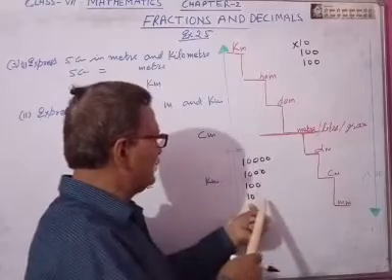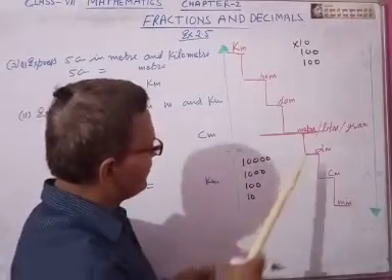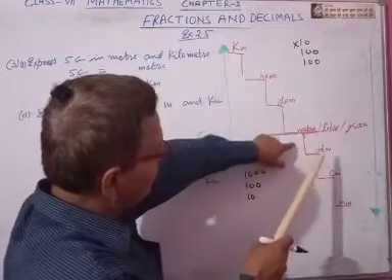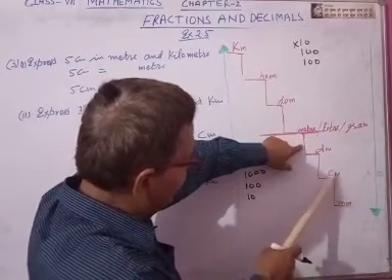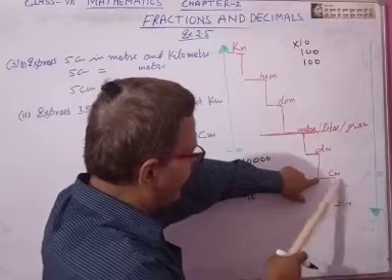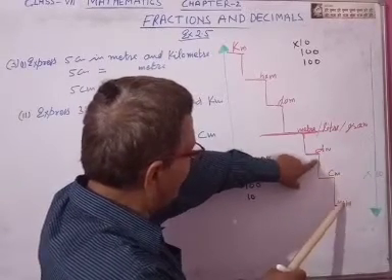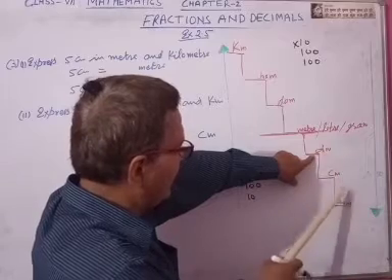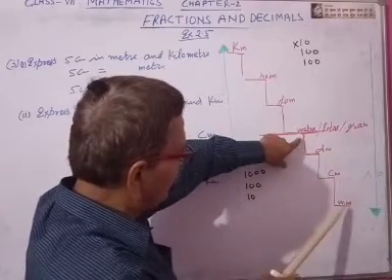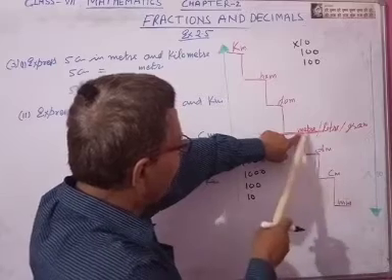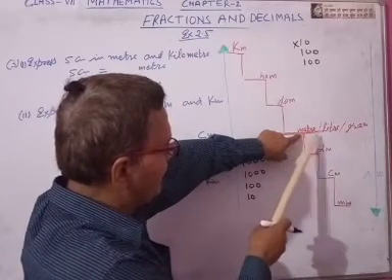For each step we go, we will multiply by that many zeros after 1. Now we will change upwards, from millimeter to centimeter, so we will divide by 10. Suppose we want to change millimeter into decimeter, we will divide by 10, then 100, 1 step, 2 step, 100. Suppose we want to change millimeter into meter, we will divide by 1 step, 2 step, 3 step, that is 1000.